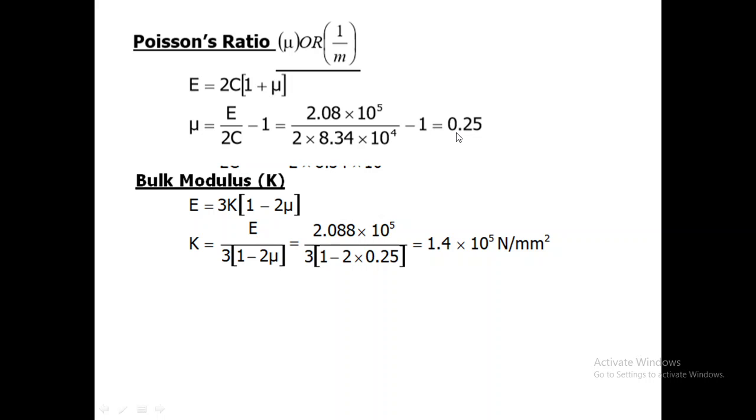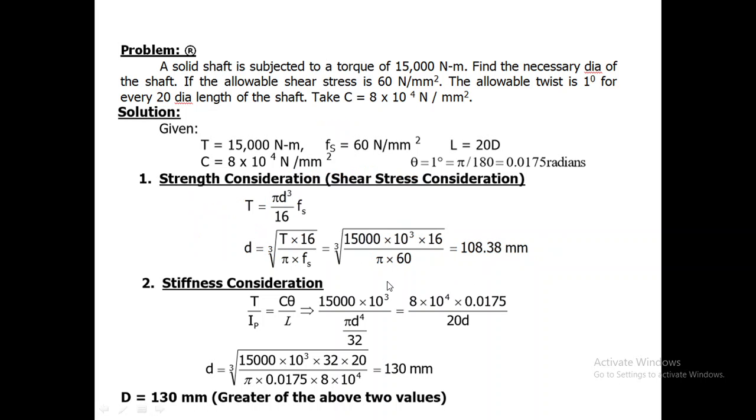The Poisson's ratio we found out here is 0.25. So directly you can substitute here and you can get the value of bulk modulus in terms of Newton per millimeter square. You should be careful while putting the units for all the parameters here. Again K is in terms of megapascal or Newton per millimeter square. So we have no problem here.